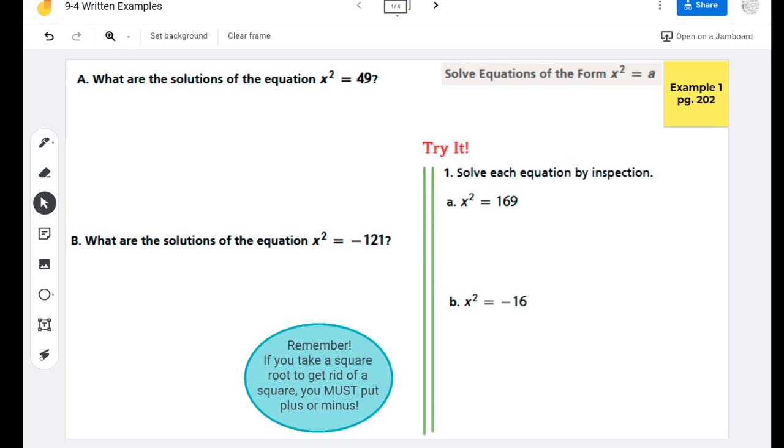In today's video, I'm covering example 1 from section 9-4 in the SavvasRealize Algebra 1 textbook. The goal of today's video is to solve equations in the form x squared equals a.